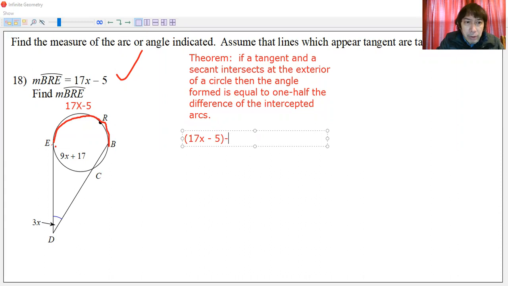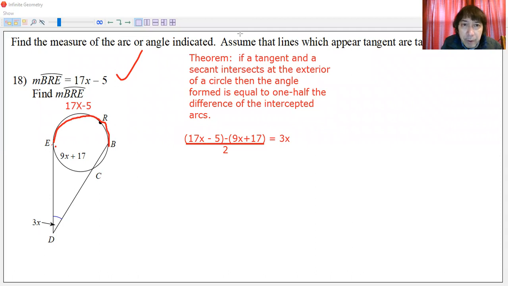Minus the smaller arc. Our smaller arc is expressed 9x plus 17. And then we divide this by 2, and this equates to the angle expressed 3x. So we put here divide. This is our working equation for x. Solve for x first.